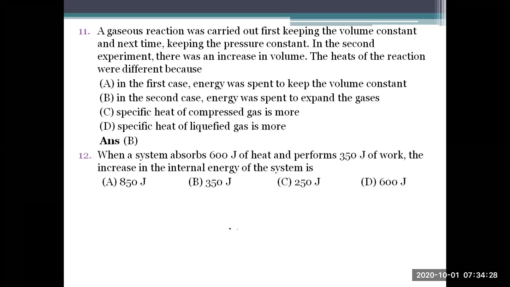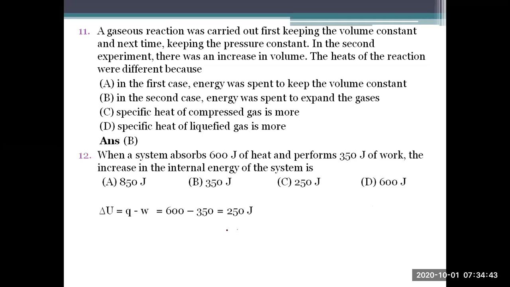When a system absorbs 600 joules of heat and performs 350 joules of work, the increase in the internal energy of the system is, this is just first law, easy. 600 is heat absorbed. Absorbed is plus Q, plus 600. Work is done by the system, performs 350 joules. It should be negative. Work done by the system is negative. So 600 minus 350 is 250 joules. So option C is correct.